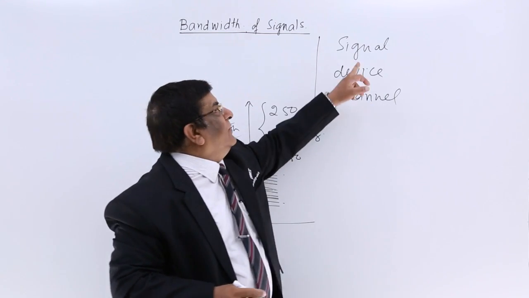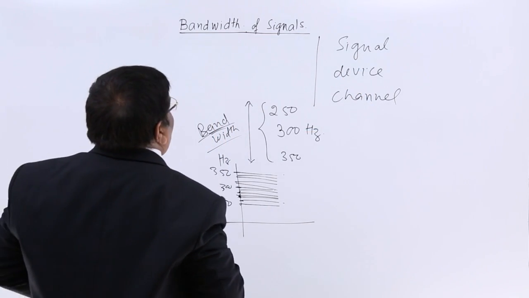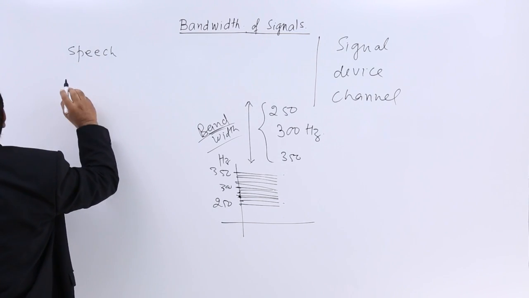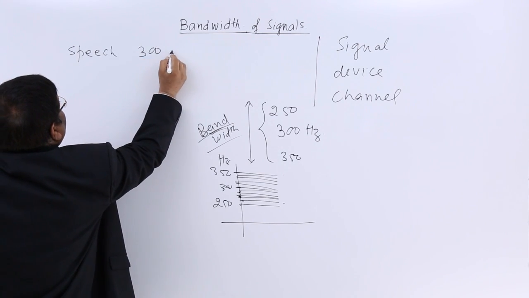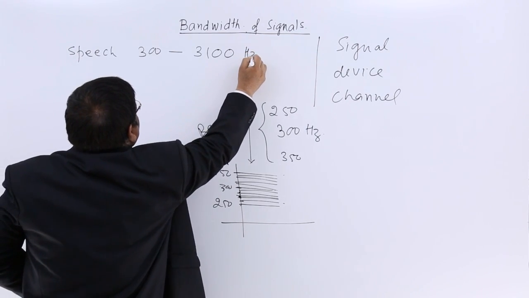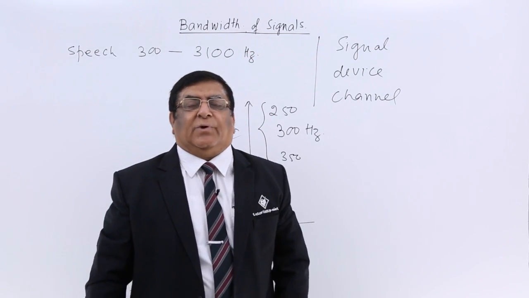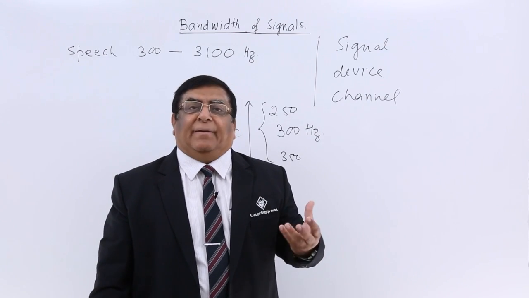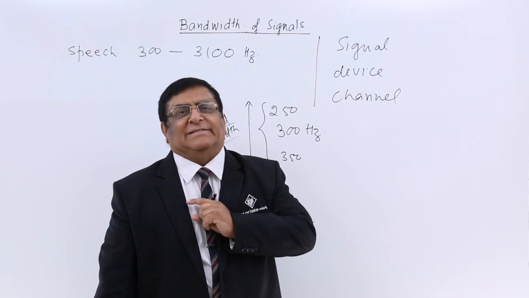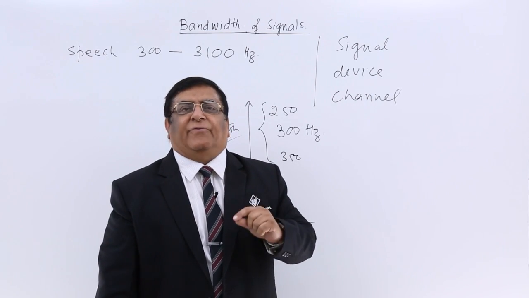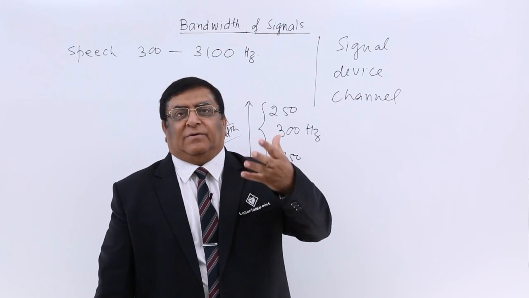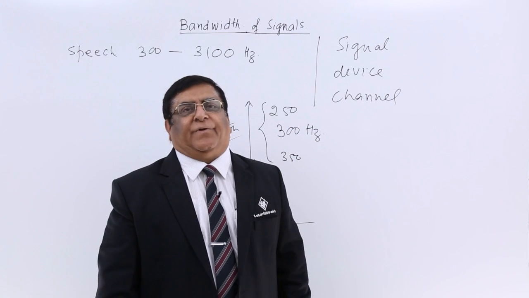So first I tell you the signal bandwidth. In signal bandwidth, when I speak something, then my speech has frequency 300 to 3100 Hertz. There are a few people who make sound that may be 500, 600, 700. Normally, male voice has a frequency of 300 to 400 and female voice has a frequency of 500 to 700. There may be many voices which have slightly more frequency than that.